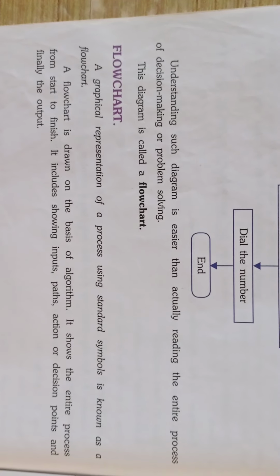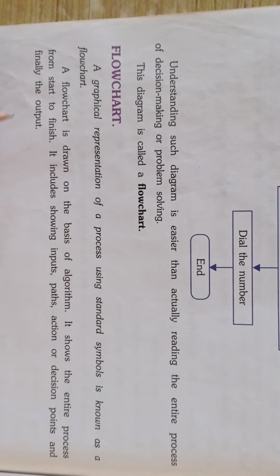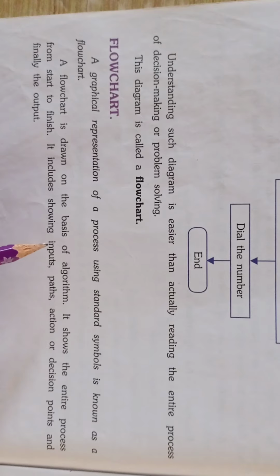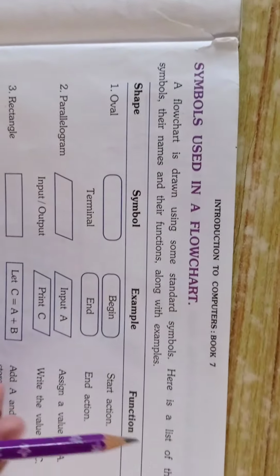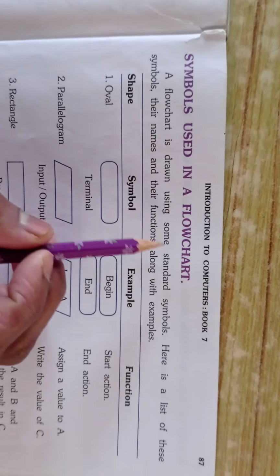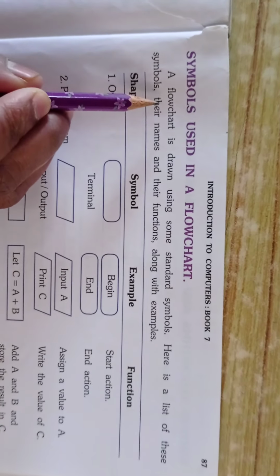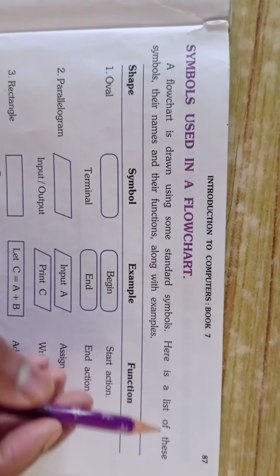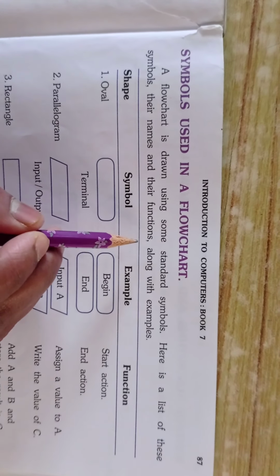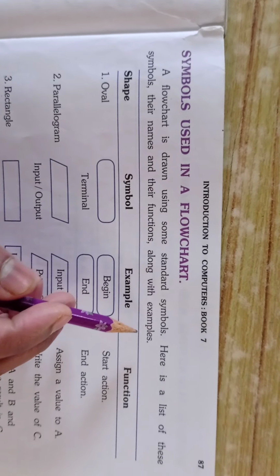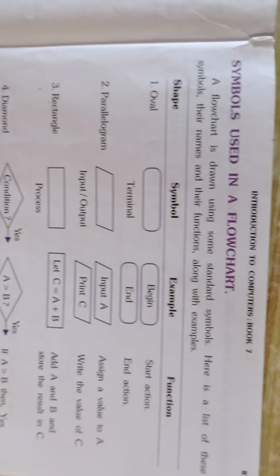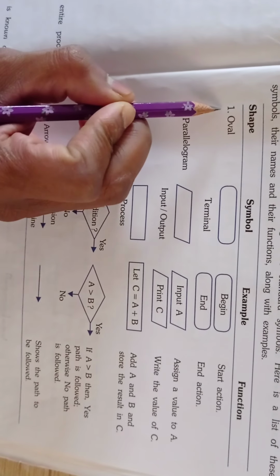So if you want to draw a flowchart, before drawing it you have to learn some symbols also. Let's start with which kind of symbols we use in these flowcharts. Here on your page number 87, you can see symbols used in a flowchart. A flowchart is drawn using some standard symbols. Here is a list of these symbols, their names and their functions along with examples. These are the symbols that we will use in our flowchart. The first is oval.